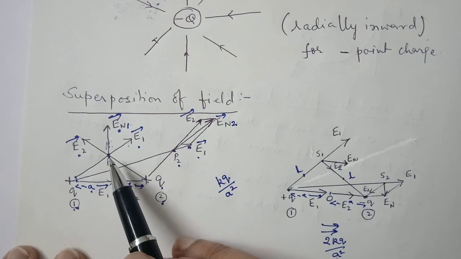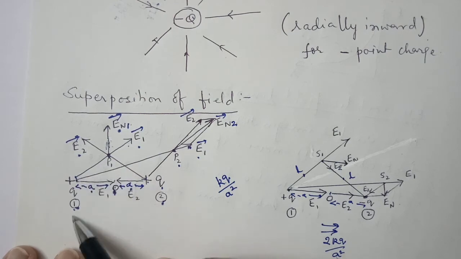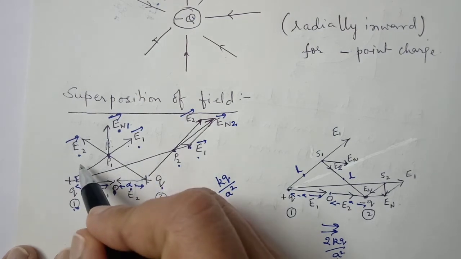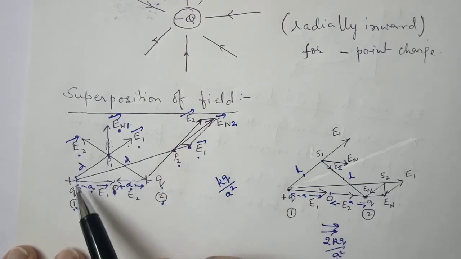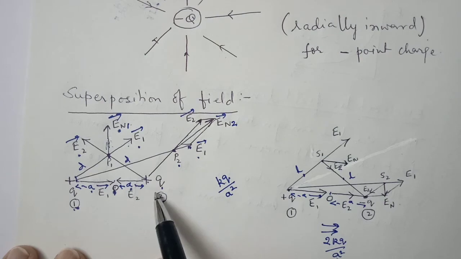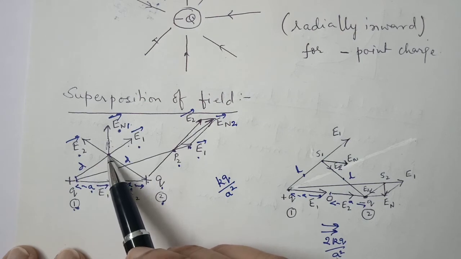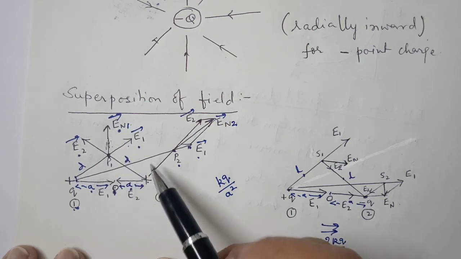Let's take another point, P1. From this positive charge, number 1, the field will have this direction with a certain magnitude. Let me call this distance d, and this distance also d. Then magnitude wise E1 and E2 will be the same, but the directions are different. Superposition will take place, and the resultant will come out to be something like this.